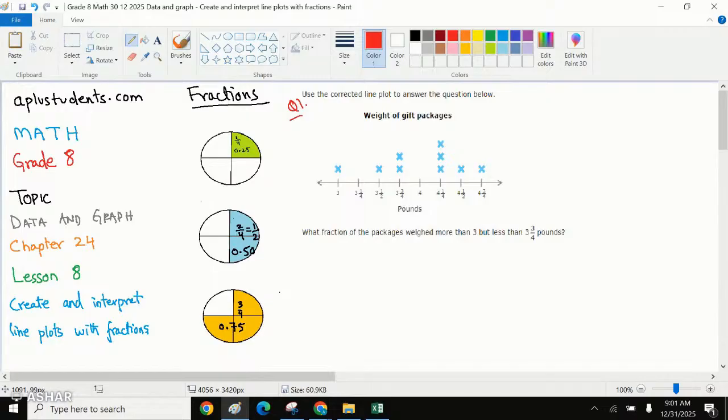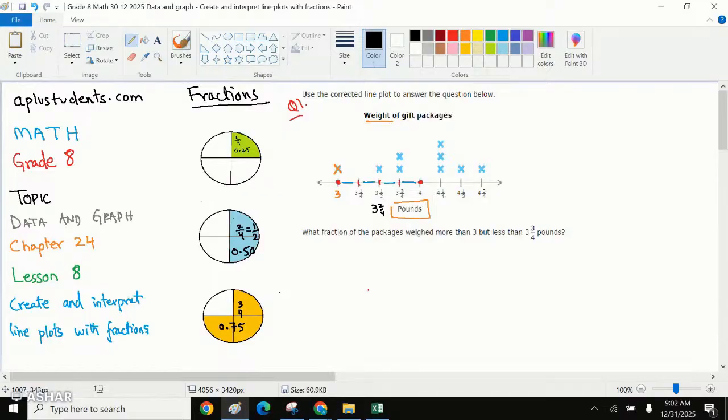On the horizontal axis, it says pounds, which means the weight is given in pounds. There was one package that was 3 pounds. After 3, we can see how many gaps. From 3 to 4, it's broken down into 4 segments: the first, second, third, and fourth gap. That means 3 1/4, 3 2/4, and 3 3/4. 1/4 can also be written as 2/4 for comparison.